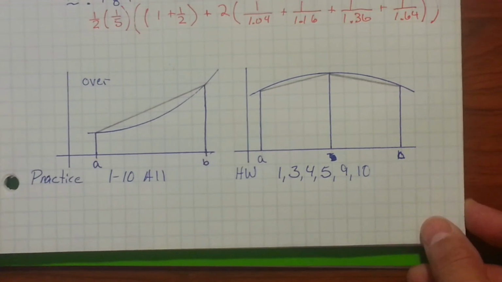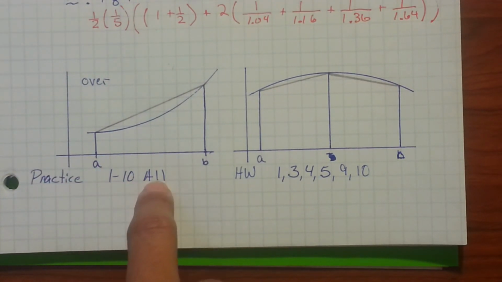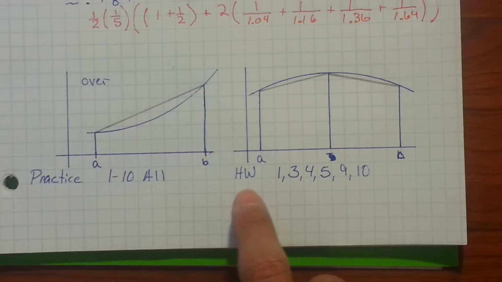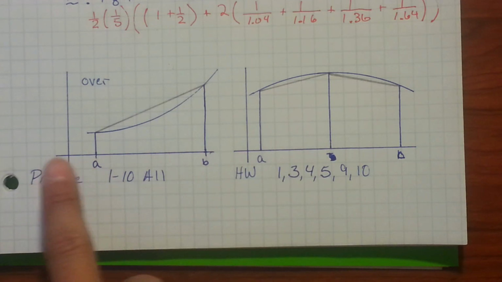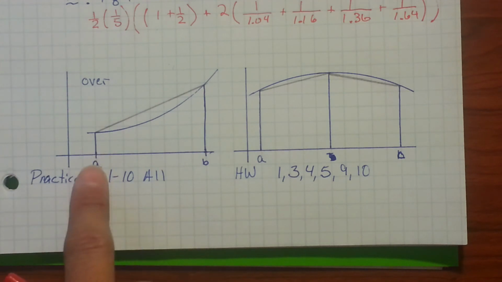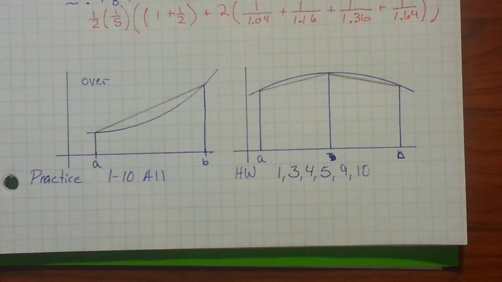Now, for this we have the practice. The practice is going to be 1 through 10 all, and the homework is 1, 3, 4, 5, 9, and 10. Now, there's a couple of them that say draw. Please go through and actually draw your pictures for these. It's going to be very helpful. It's beneficial if you look at it back later, to understand the difference between the overestimation and underestimation to be able to get the correct answer.